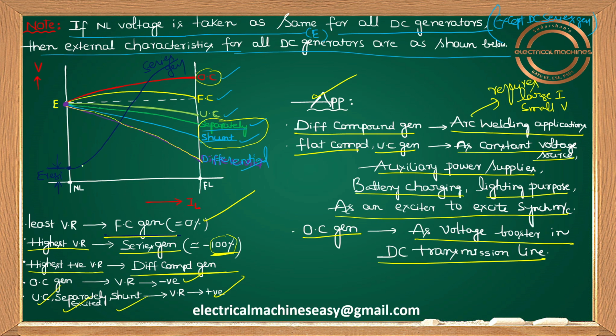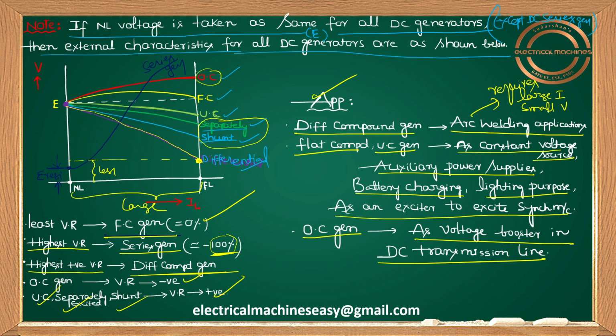See, what is the full load voltage here? This much, a very small value. And what about current? At this point voltage is very less, and current is large. That's the reason why the differential compound generator can be used for arc welding applications, where a large current and small voltage are required. Okay, guys, so this is about characteristics of different DC generators.